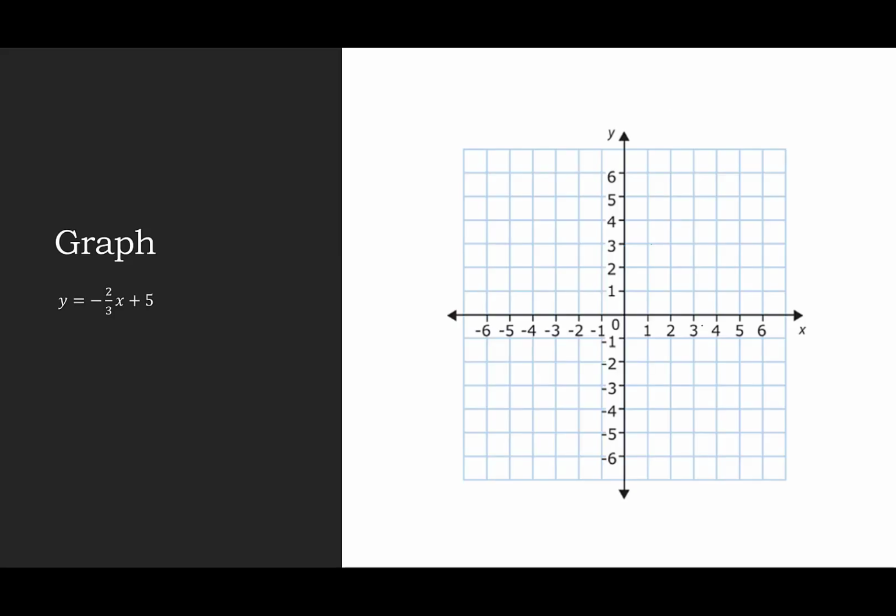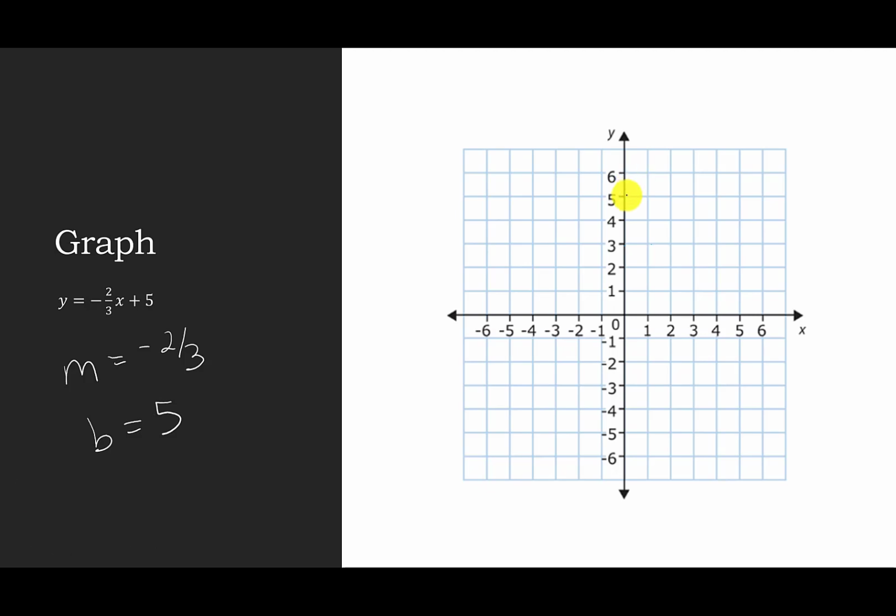So let's look at a few graphs. We're going to start with y equals -2/3 of x plus 5. I want to point out that the slope is -2/3, and then the intercept is 5. So my rate of change of the line is -2/3, and it's going to start at the point (0, 5).